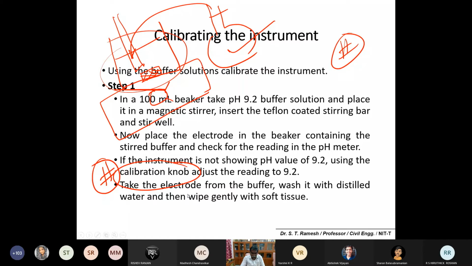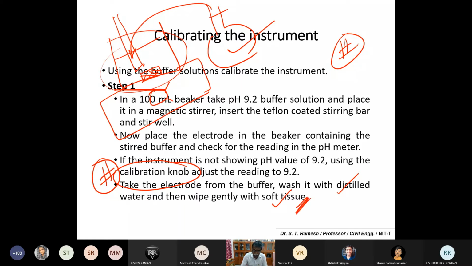Then take the electrode out and wash it with water. That's important because the electrode outside is mixed with the 9.2 buffer solution. Probably next calibration you may go for 4 or 7. Normally the solution on the surface of the electrode may hinder your results. So please make a note on. Once after the calibration with 9.2, take out the electrode and wash it with distilled water and wipe gently with a soft tissue paper.